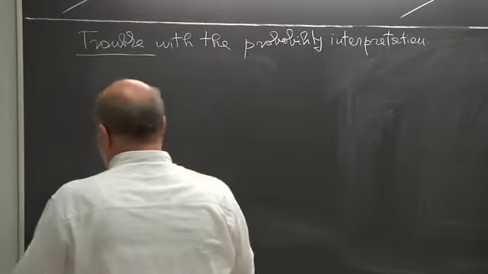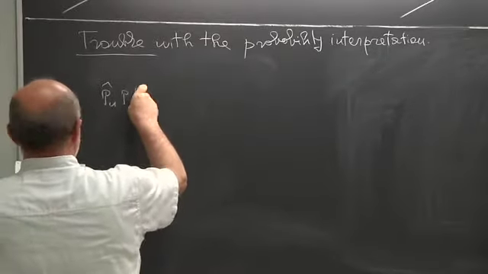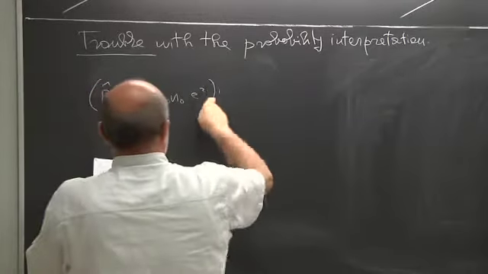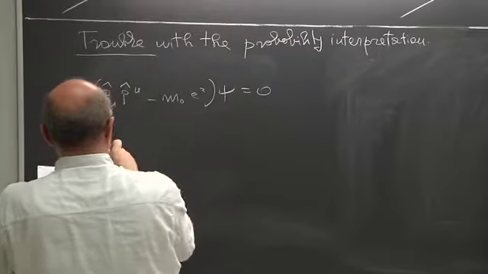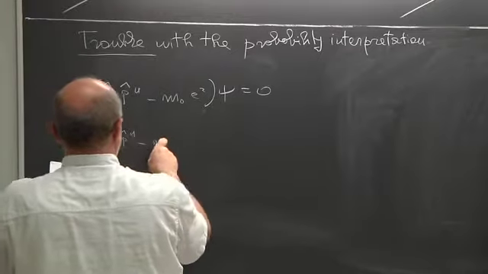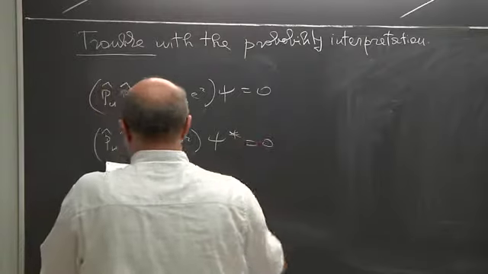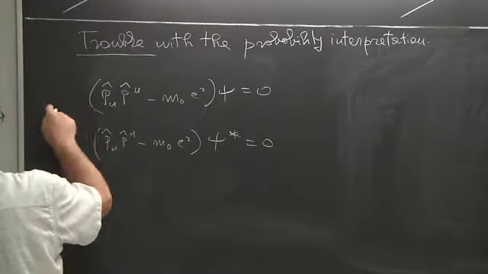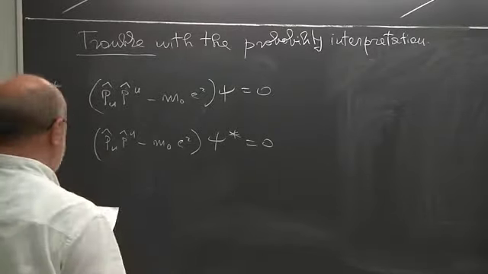Okay. Let's write the equation as we had before in this abstract form. And let's take the complex conjugate. These operators are Hermitian, so they don't change, equals 0. Now let's do the following. Let's multiply this first equation by psi star and the second equation by psi, and then subtract the two.